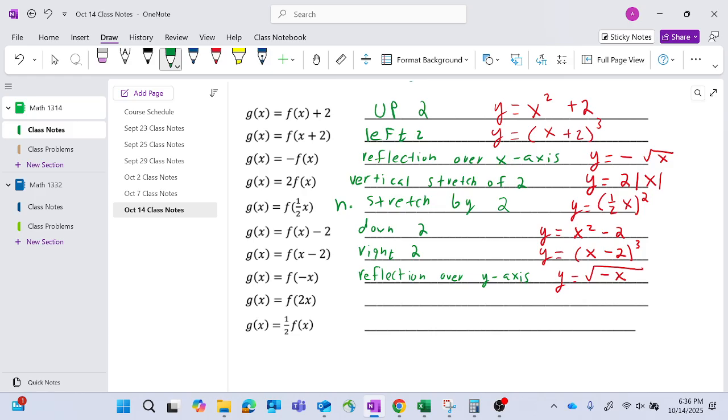Then you have y equals f of 2x. Again, that 2 is multiplying the x, so it's going to do the opposite of what you expect. So it's a horizontal compression or shrink. We'll use the word shrink because that's what they're using. By 1/2. I know it's 1/2 because you take the number and you flip it. An example could be y equals the absolute value of 2x.